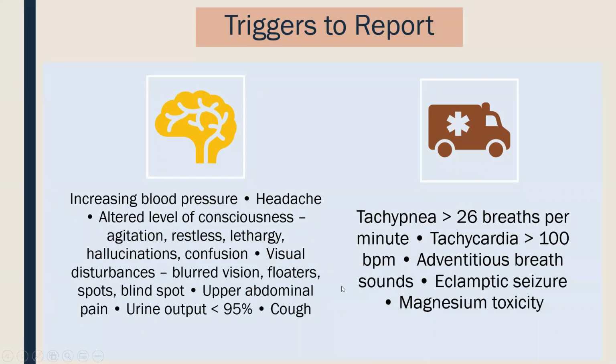So here are triggers to report. If you're caring for a mom that has signs and symptoms of preeclampsia, all of these are triggers: obviously increasing blood pressure, taking an accurate blood pressure, headache, altered level of consciousness, including visual disturbances, blurred vision, floaters, blind spots, upper abdominal pain, urine output, and cough. These are all things that we need to be paying attention to when we're caring for our pregnant moms.